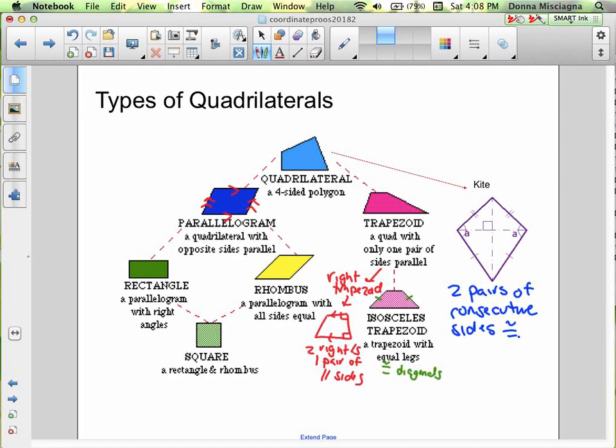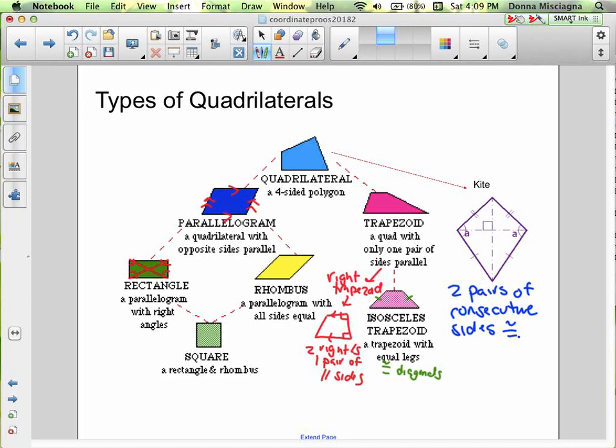Both pairs of opposite sides parallel, both pairs of opposite sides congruent, both pairs of opposite angles congruent, consecutive angles supplementary, the diagonals bisect each other, but they also have four congruent angles, four right angles. So a rectangle is a parallelogram with right angles. Because it has four congruent right angles, it also has congruent diagonals. Right? And we can use that to prove that a figure is a rectangle.